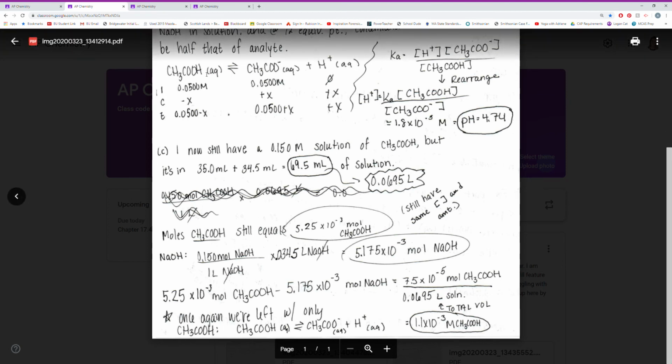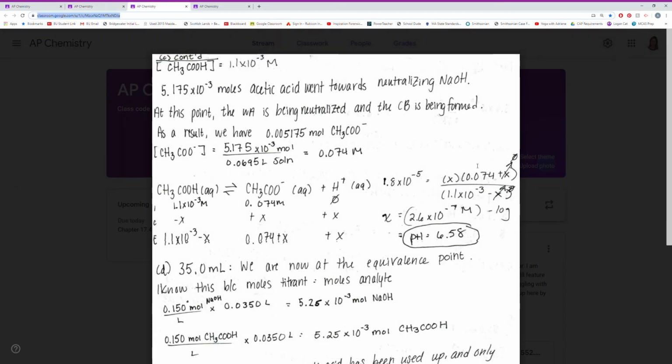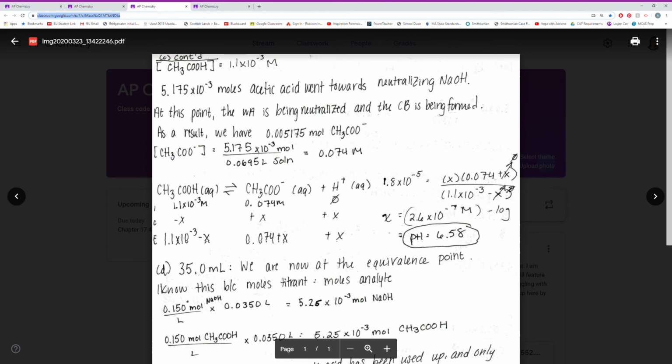All right, so moving on to page 3 of this really fun homework problem. I'm just writing up here what I figured out on the last page, that my concentration of acetic acid is 1.1 times 10 to the negative 3 molar.